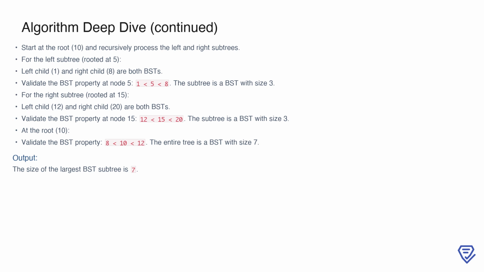Finally, at the root node 10, we verify that its value lies between the maximum value of the left subtree, 8, and the minimum value of the right subtree, 12. This makes the entire tree a valid BST with a total size of 7. Therefore, the size of the largest BST subtree is 7, which is the entire tree in this case.